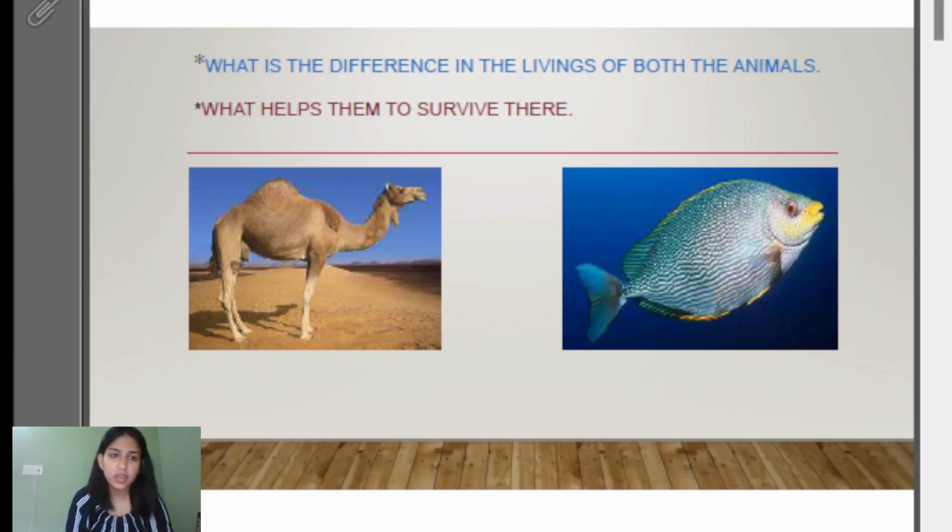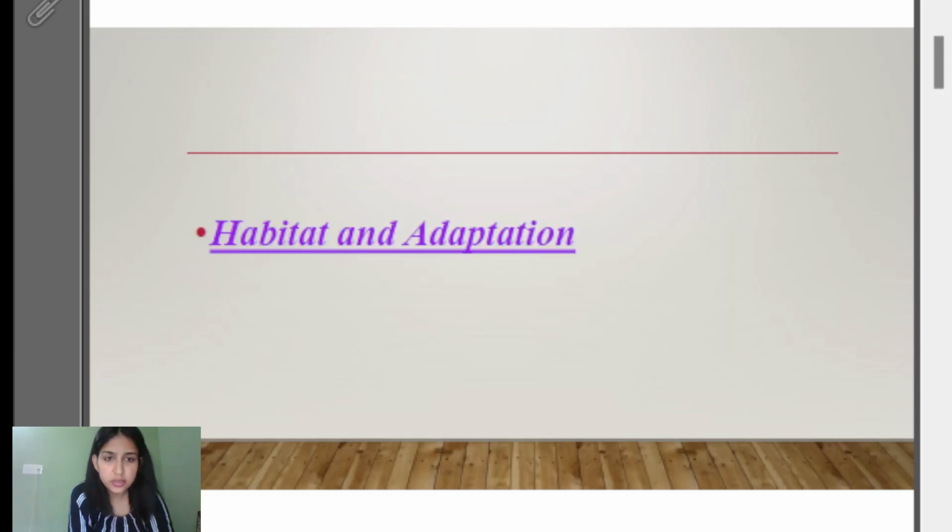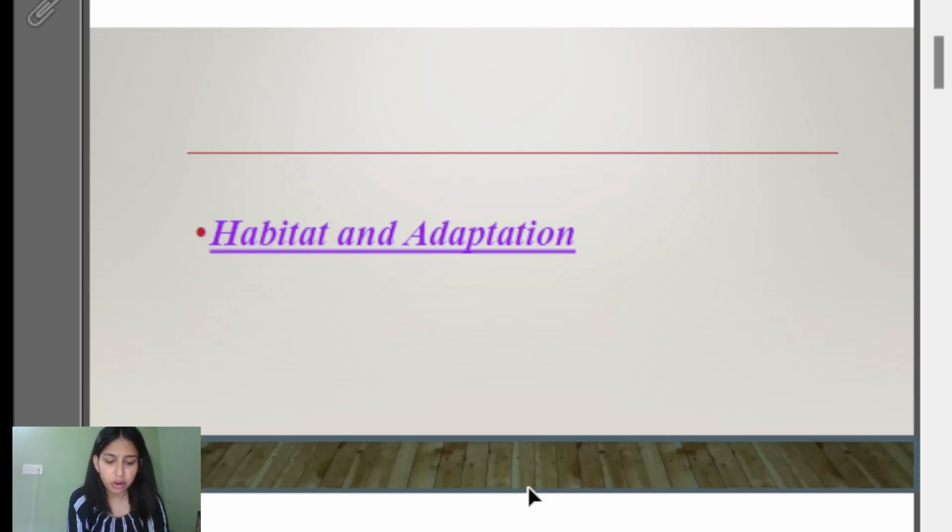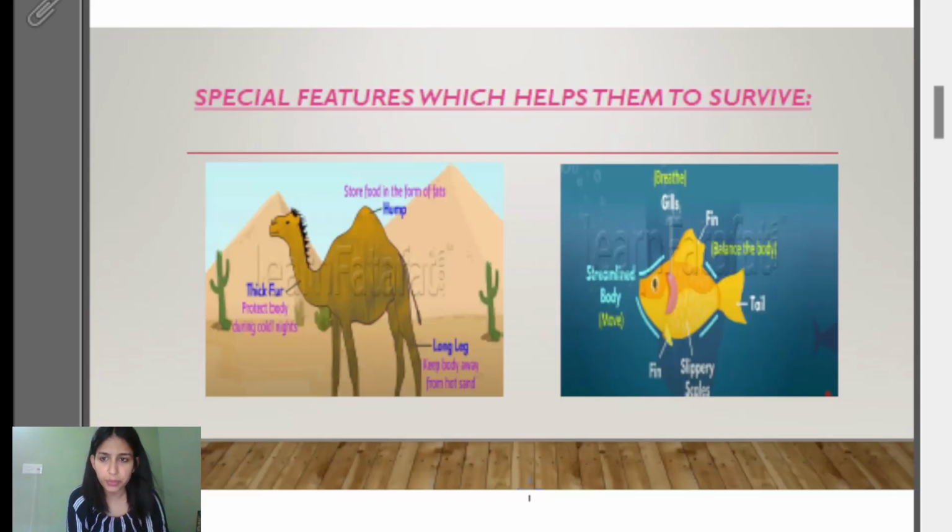So we'll be looking at more things. This is what we are going to discuss today: habitat and adaptation. There are different habitats on the earth, and the organisms present in those habitats adapt to them by developing certain adaptations. So we'll be moving forward and starting with this topic.